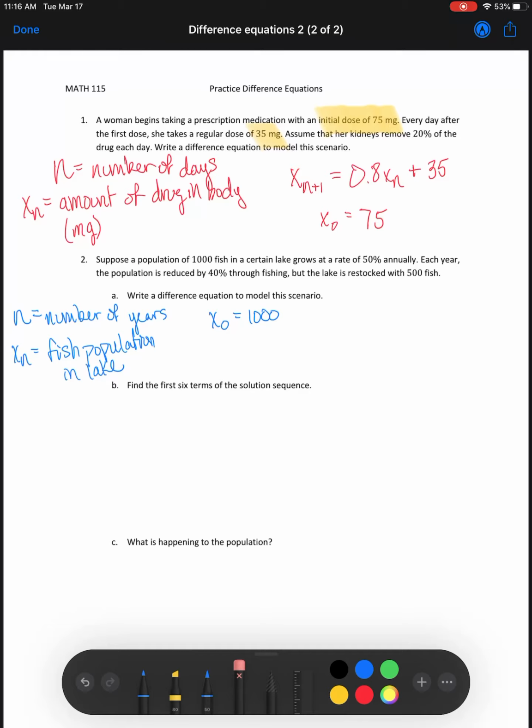So we can go ahead and write that x sub 0 is equal to 1,000. All right, and then for the equation part of the difference equation, the x sub n plus 1, we need to think about a couple of different things. So first, the population has a growth rate of 50% annually. So just like we did when we did exponential growth functions, we're going to change that 50% to a decimal, which is of course 0.5. And then that's the growth rate, so we'll add 1 to it to get 1.5.